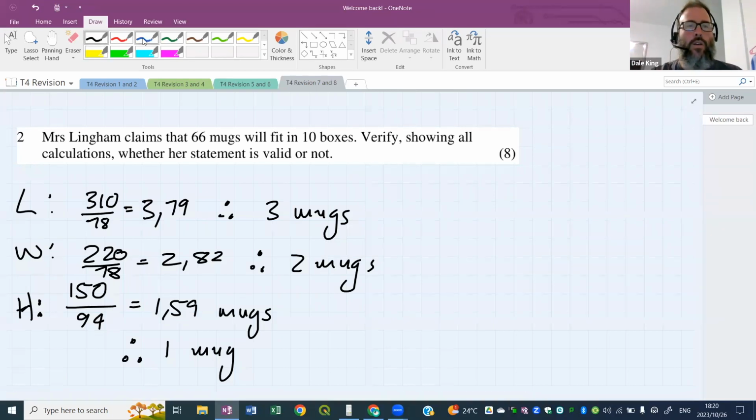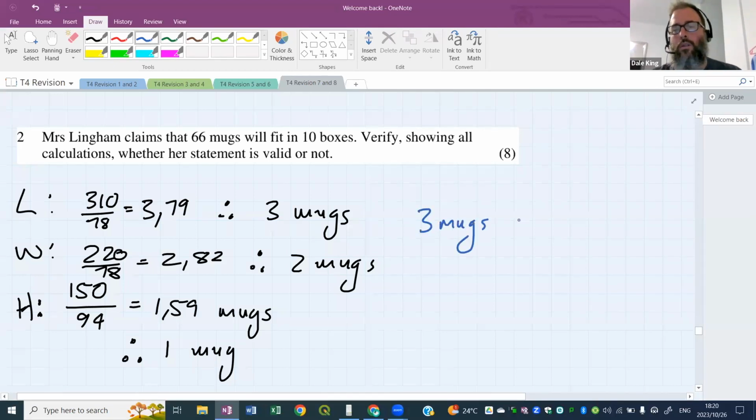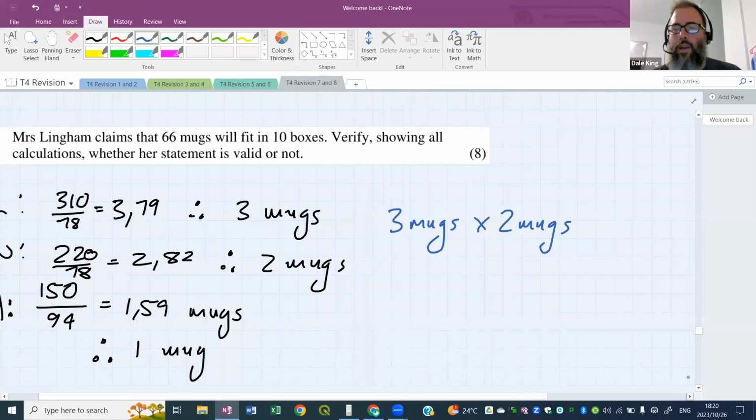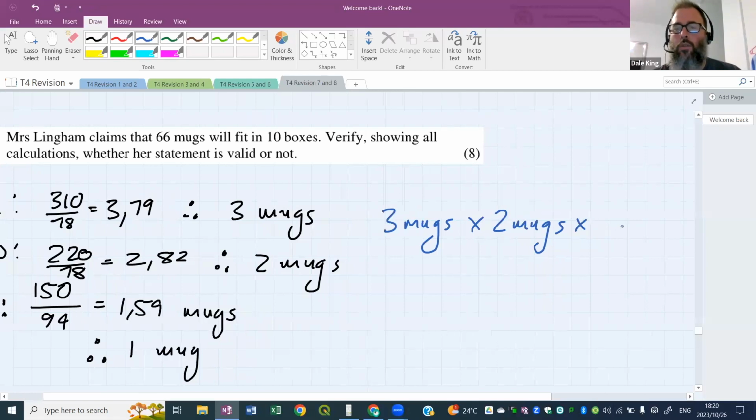All right. So now we're going to do a calculation and just say it's 3 mugs times 2 mugs. And we don't have to say times 1, but I'm just going to say it anyway. If we could stack 2 on top of each other, this last value would be 2, but we only have 1 mug high. So therefore, we can only put 6 mugs.